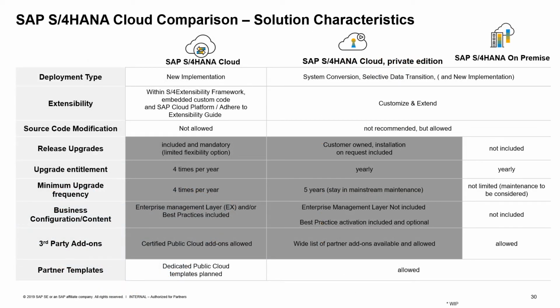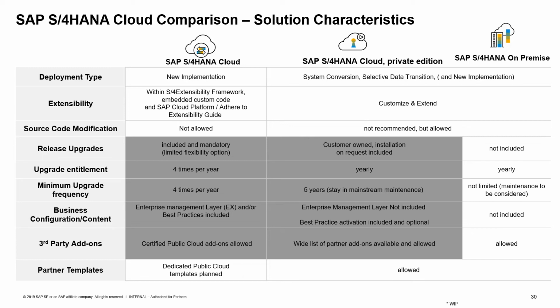Now let's take a look at a quick comparison of S4HANA Cloud. So this is the public cloud, S4HANA Cloud Private Edition, and then S4HANA On-Premise. When you look at the deployment type, for S4HANA Cloud, both Essentials Edition and Extended Edition, it's a new greenfield implementation. But for Private Edition, you can do systems conversion, selective data transition, and also new implementations. So based on the customer's requirement, and using the DDA tool, Private Edition might still be the best option for your greenfield net new customers.